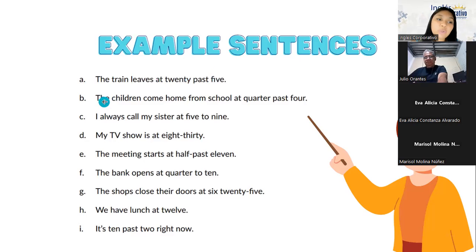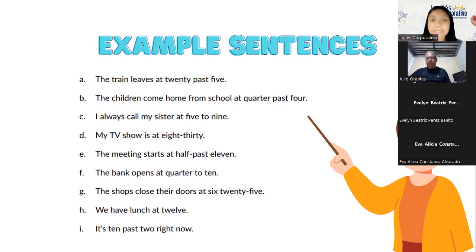Ahora, number two. The children come home from school. Mire, los niños vienen a casa de la escuela. ¿A qué hora? At 4:15. A las 4:15. Muy bien. At 4:15, a las 4:15, porque dice 15 pasada de las 4. Entonces significa 4:15. Muy bien.